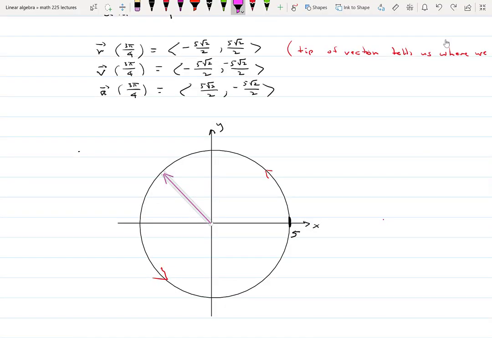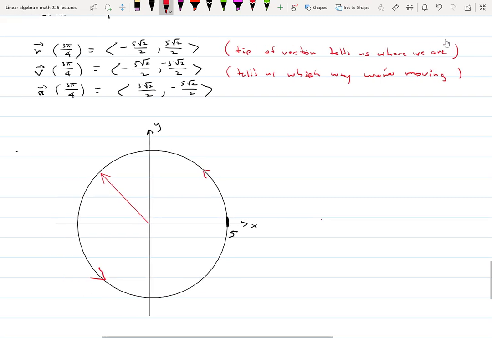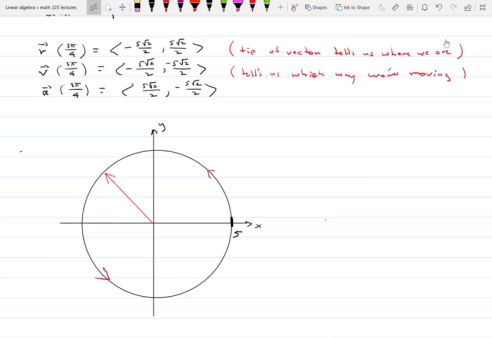Okay. Now let's look at the next quantity. The next quantity is our velocity. The velocity tells us two things. Tells us which way we're moving. The velocity will always be tangent to the curve along which we're traveling. It's always telling us the direction we're moving. So it tells us which way we're moving. And if you took the magnitude of that vector, it would tell us how fast. We'll talk about that in a little bit. Okay, so let's graph that vector.